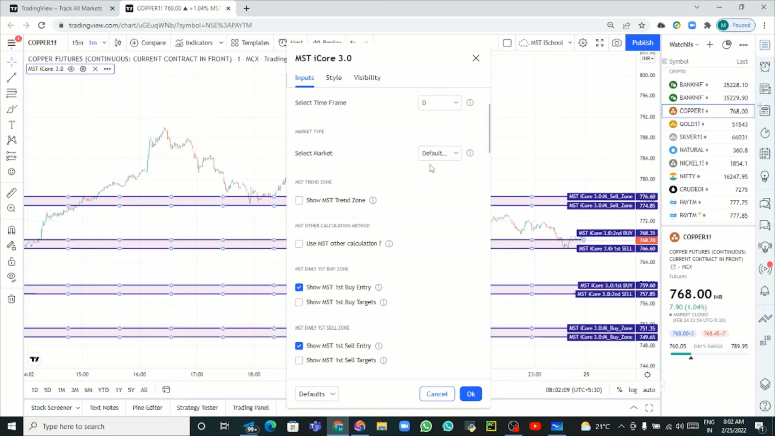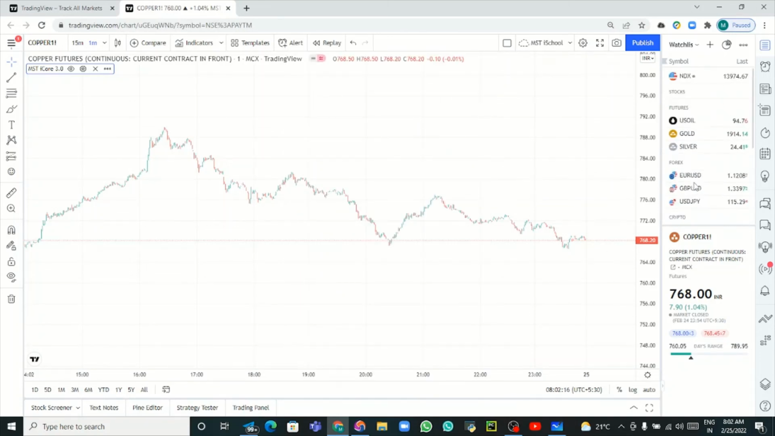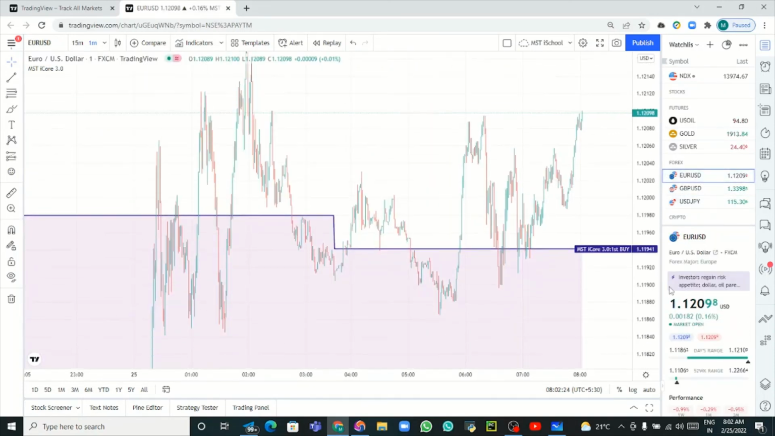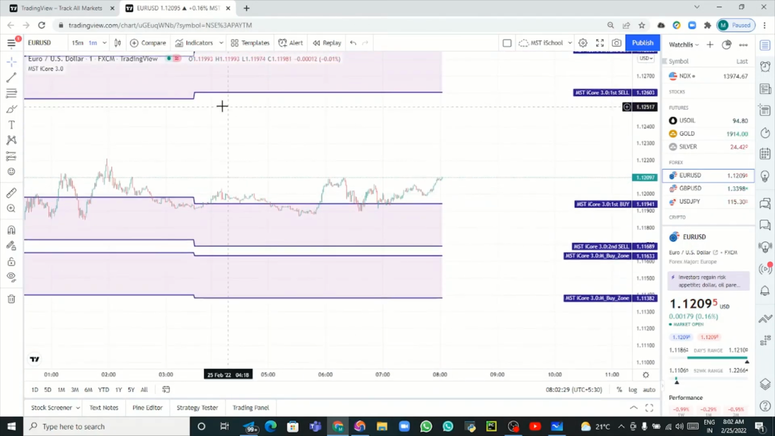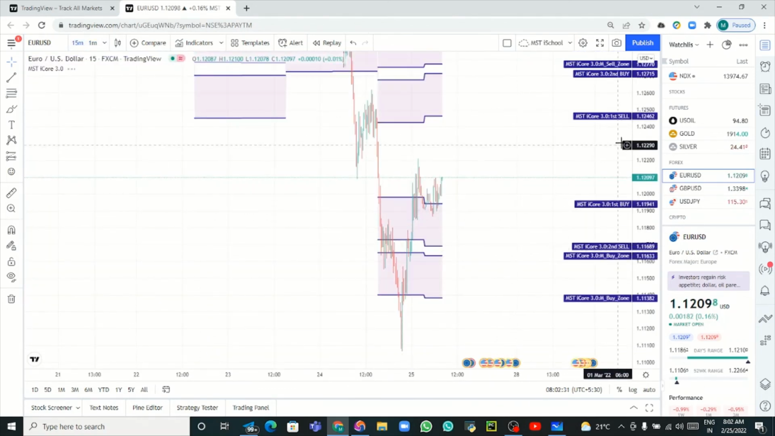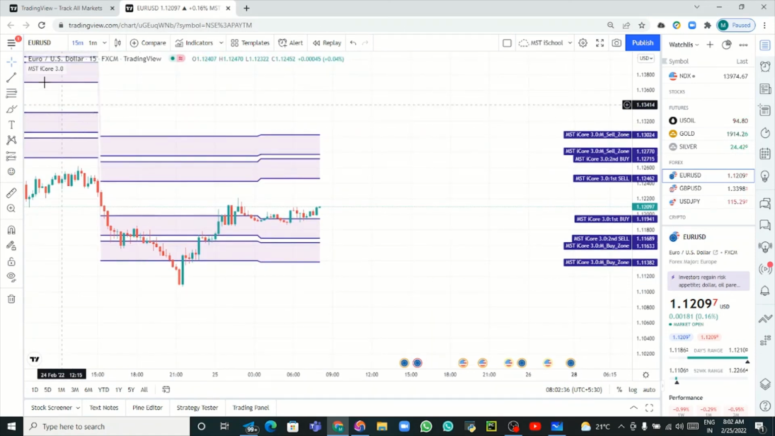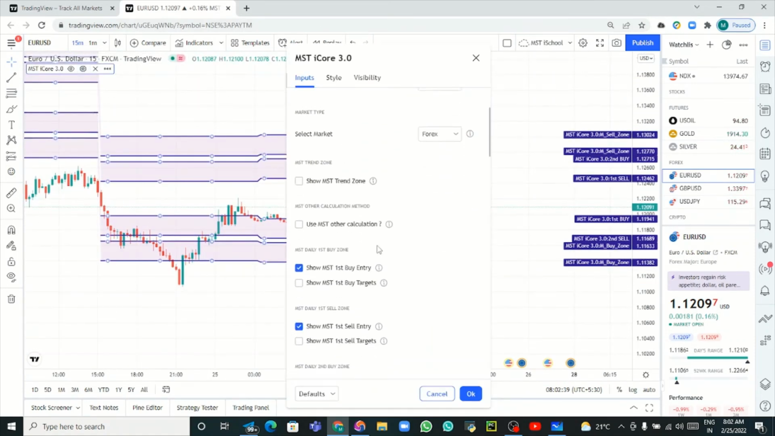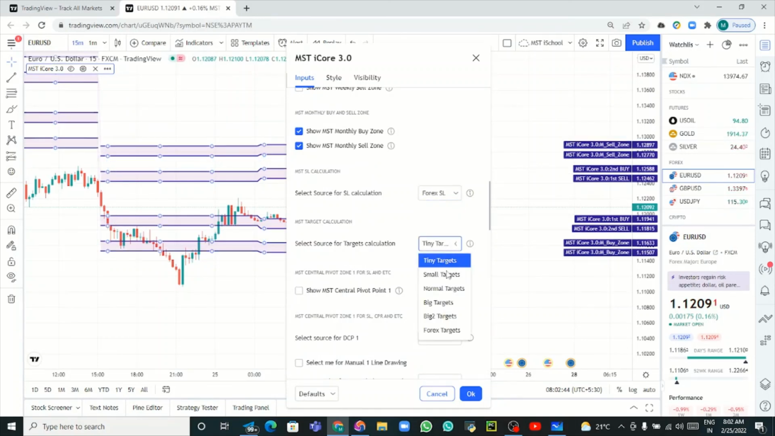And one more thing I wanted to show you is for Forex. So if you want to trade in Forex, where is this USD? This I show you. So in Forex, I will keep it in 15 minutes. This is the Forex trading system. So I will keep it in Forex SL and Forex target.